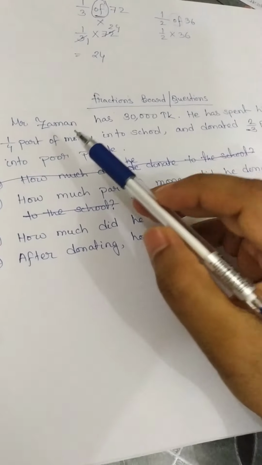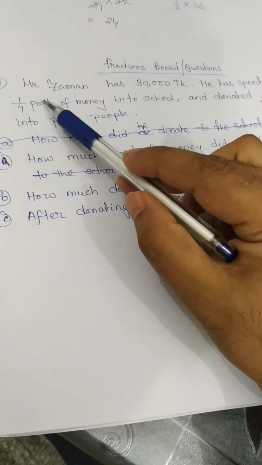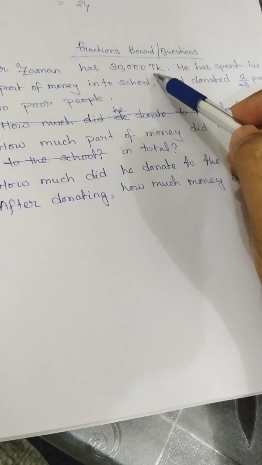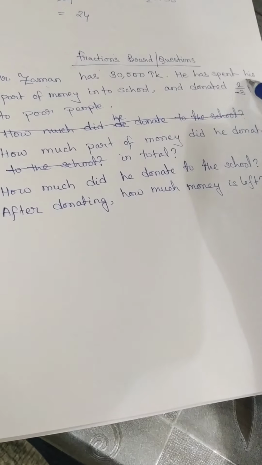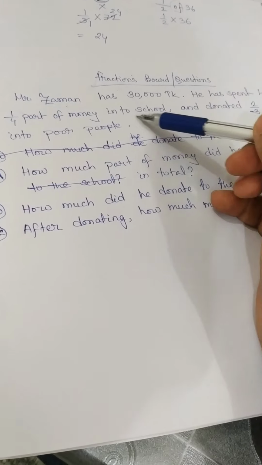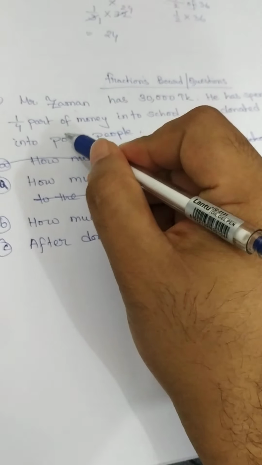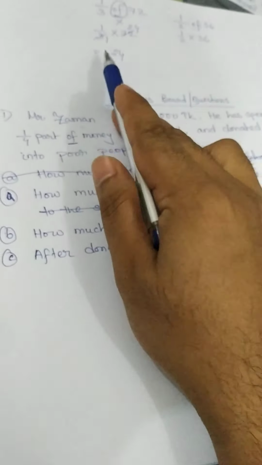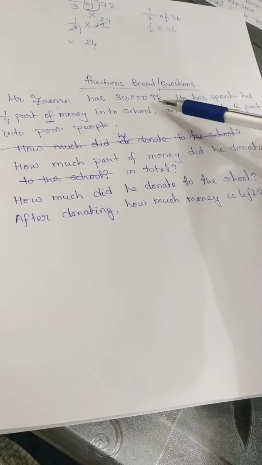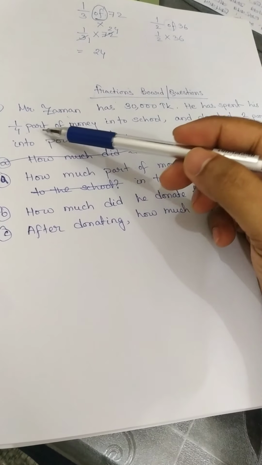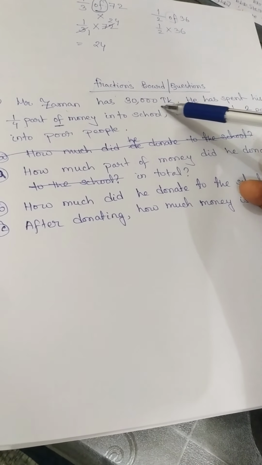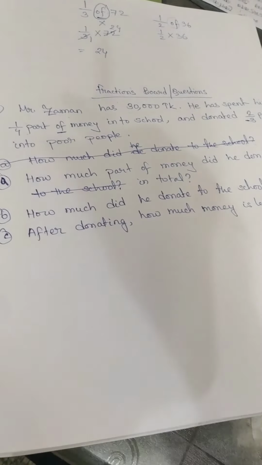So I have a question over here. Mr. Zaman has 30,000 taka with him. He has spent 1 by 4 part of his money on school. So over here, you see this word of, which I just talked about. Mr. Zaman has 30,000 taka. He has spent 1 by 4 part of money. Which money? The money which he has, that is 30,000 taka. Please try and understand the question first.